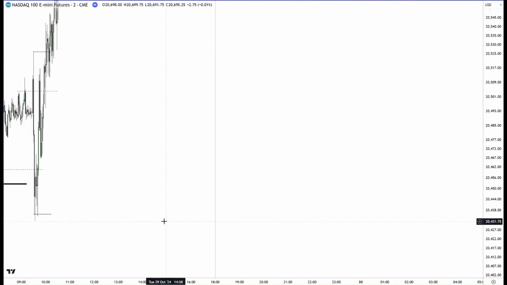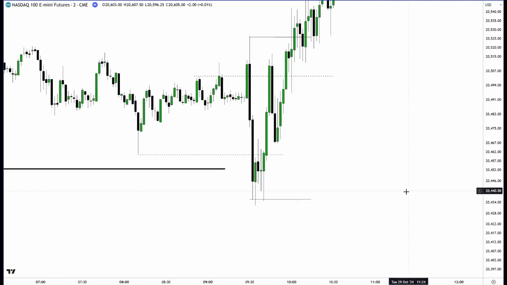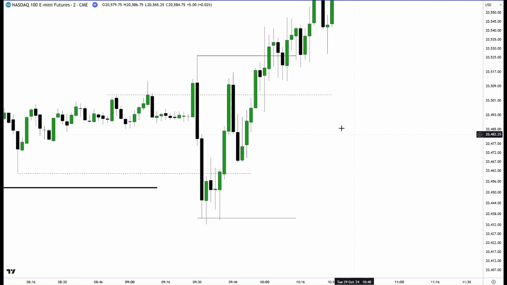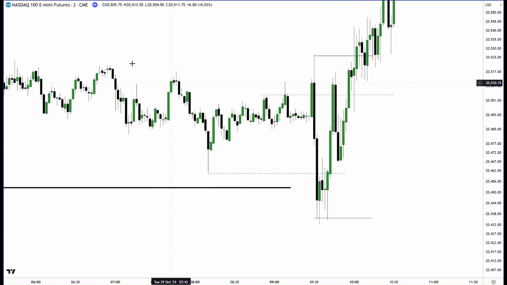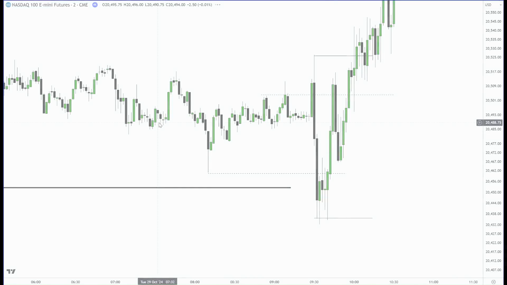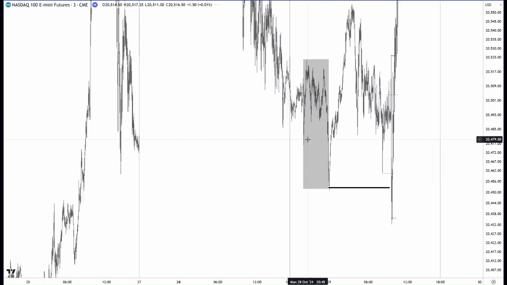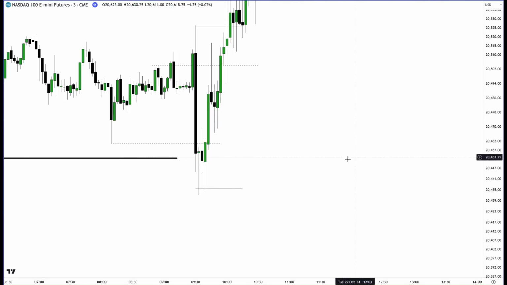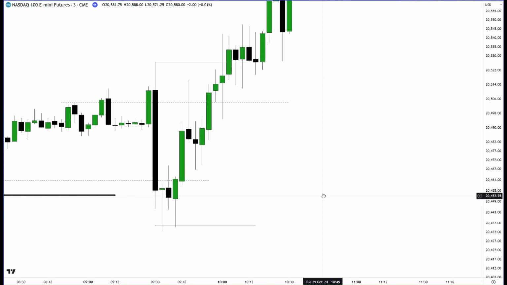Do we have a 2 minute order block? Let's take a look. No 2 minute order block, but we do have a 2 minute rejection block. That would have been your entry. How about the 3 minute? So I'm going through all the time frames to show you that you can enter using anything. We have yet another rejection block.